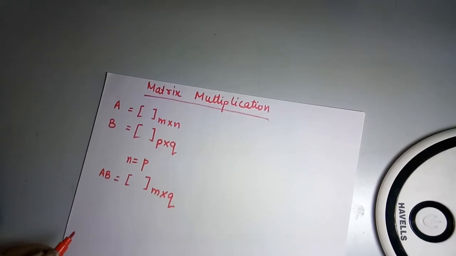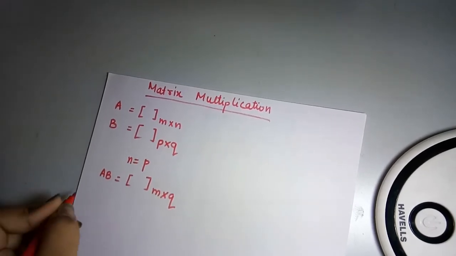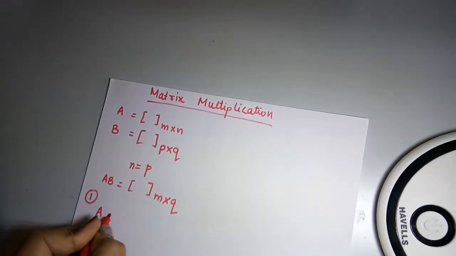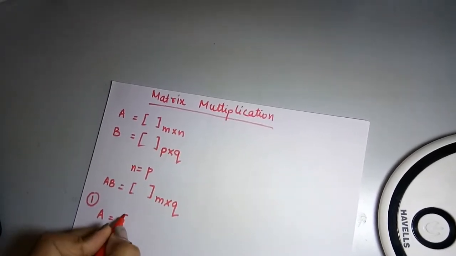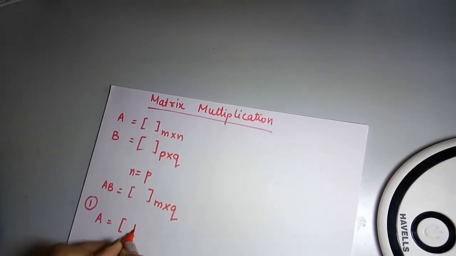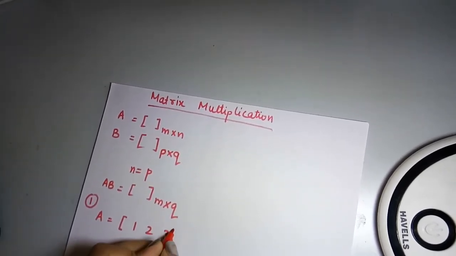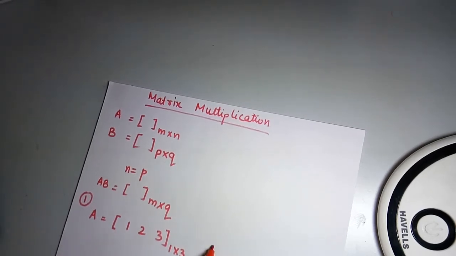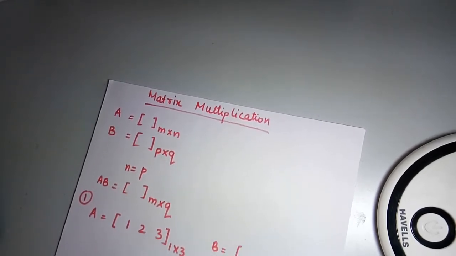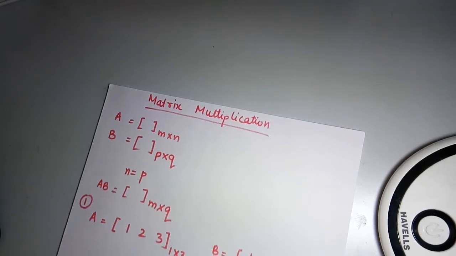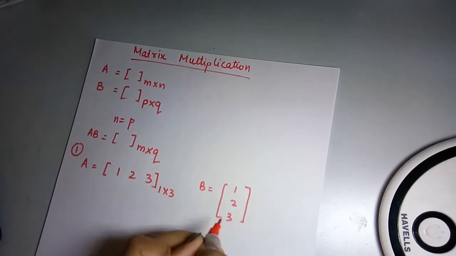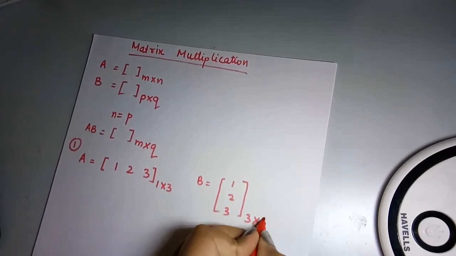Now I will illustrate matrix multiplication using a few examples. Example number 1. Let us assume two matrices. First one is A: 1, 2, 3. The order of this matrix is 1 cross 3. The second matrix B is 1, 2, 3 as a column. The order of this matrix is 3 cross 1.